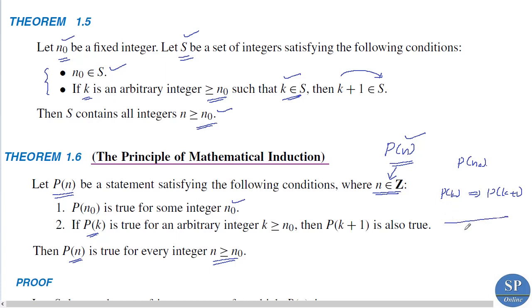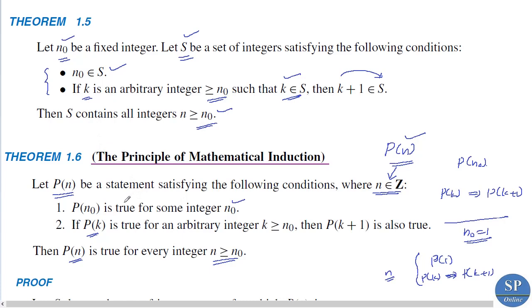So here, if you are choosing n naught equal to 1, then this induction will be: P of n is a statement satisfying these conditions. The conditions will be first P of 1 is true, then P of k is true implies P of k plus 1 is also true. Then we can say that P of n is true for any natural number n, because we have taken n naught equal to 1. So this is the principle of mathematical induction.